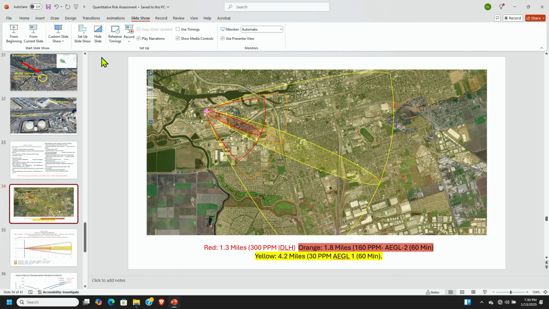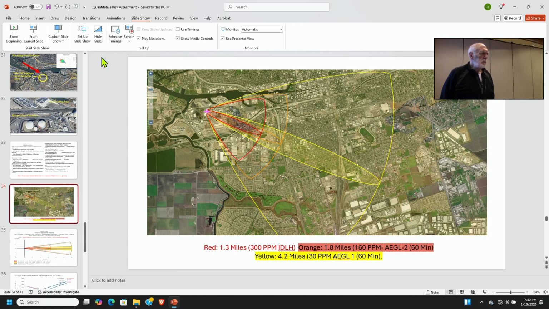This area here is the 300 ppm line. These are lesser concentrations. This is the lowest concentration, but it stretches almost 6 miles. So if you're in that area and you don't get out, you're done. But that's life in the big city.